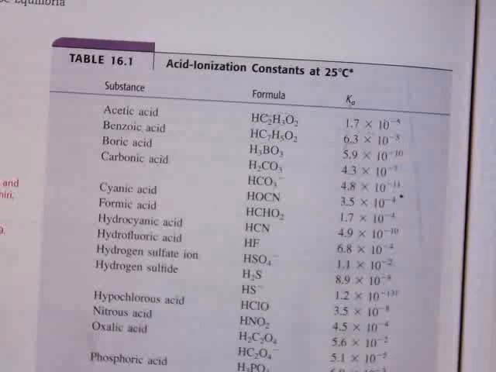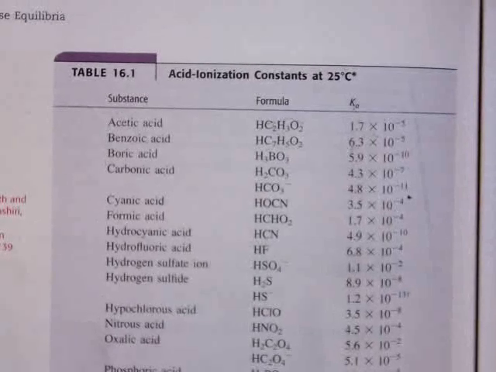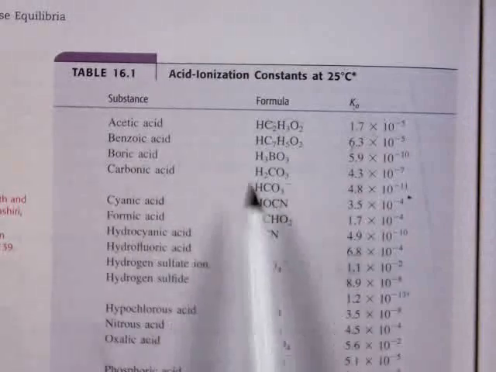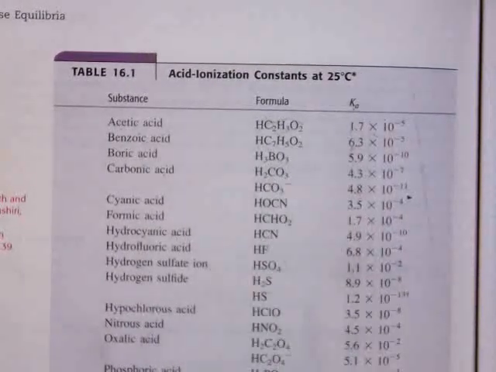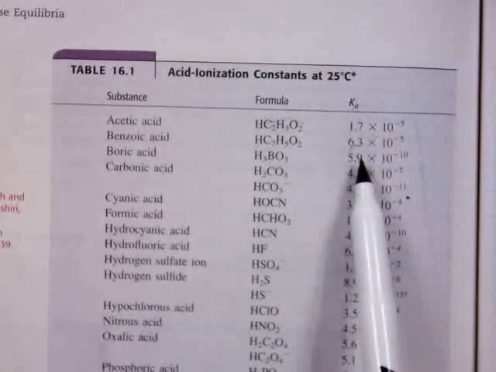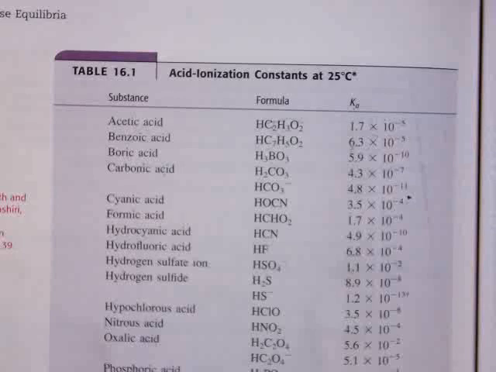But anyway, benzoic acid, straighten the book up so you don't get vertigo. Benzoic acid, C7H5O2, has a Ka value of 6.3 times 10 to the minus 5. Since benzoic acid has a bigger value, 6.3 is larger than 1.7, that means benzoic acid is a stronger acid. That refers to it sending more hydronium ions into solution than is the acetic acid.